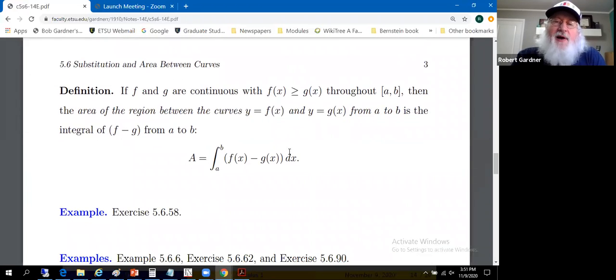Formally, we'll actually define the area between the curves f of x and g of x, where f of x is greater than or equal to g of x, and x ranges from a to b, we'll define it to be that definite integral. All right, so now this is how we'll find areas between curves.